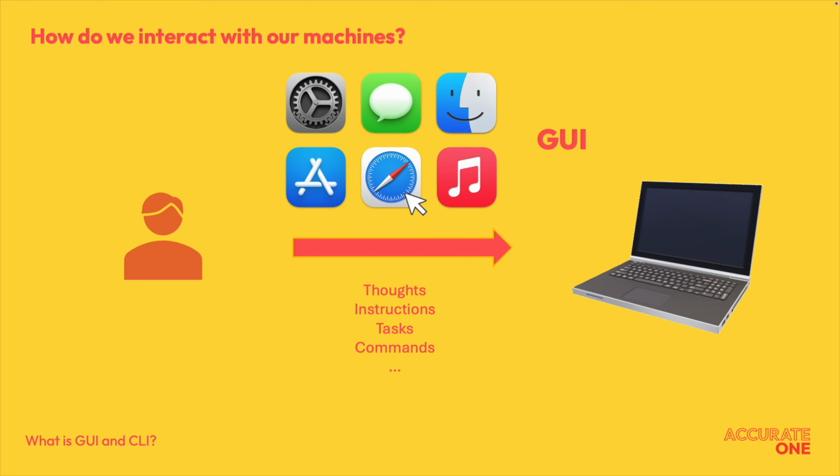The first widely used GUI came with the Apple Macintosh in 1984. It was revolutionary at the time. Suddenly, regular people could use computers without memorizing commands.